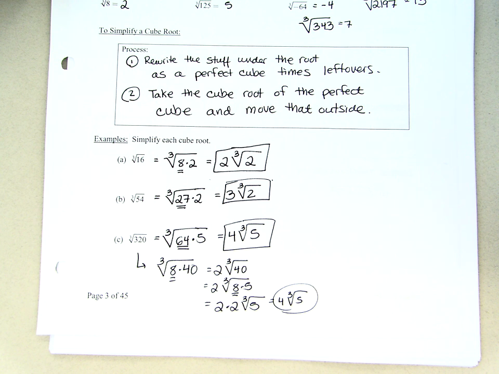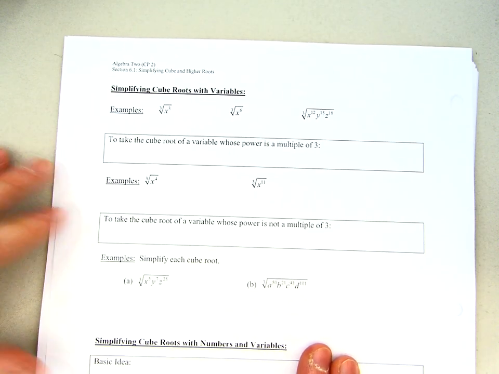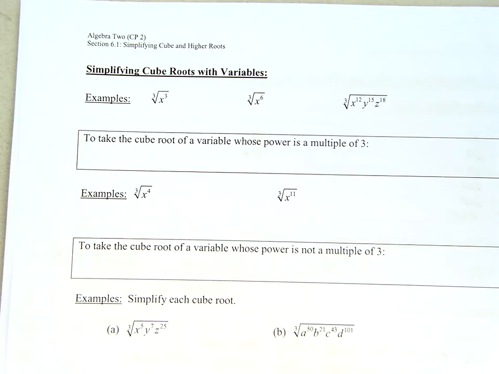Anything so far? So we can do cube roots with numbers. We now need to do cube roots with variables, kind of like we did our square roots of variables. One moment. Show the page, please. Cube roots with variables. Zoom in a little more here.